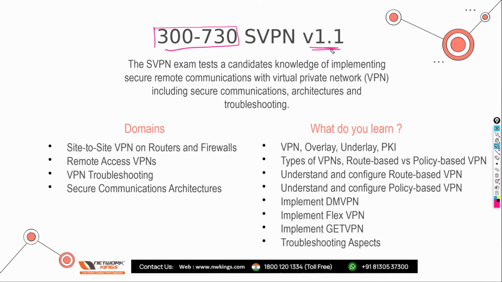Okay, so these are the domains that specifically cover the SVPN exam. Site-to-site VPNs, very common implementations. And you need to know VPNs not just from Cisco's perspective, but from the perspective of any vendor out there. You pick up Juniper, HP, Palo Alto, Fortinet, everyone does VPNs. So core functionality, yes, you need to understand what VPNs are. That's what we will cover from scratch: what VPNs are, what is an overlay, what do you mean by underlays, PKI, very important, public key infrastructure.